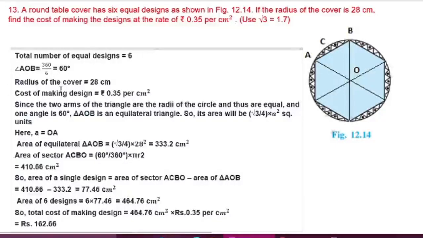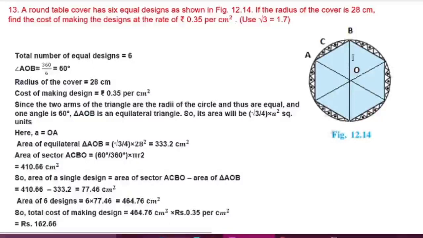And then the radius of the cover is 28 centimeters. It is given in the question. The radius of the cover is 28 centimeters. That means here OA equal to 28, OB also 28. And now you consider this triangle AOB. In triangle AOB we can see angle AOB equal to 60 degrees, OA equal to OB. They are radii, so they are equal, so that you can say this is an isosceles triangle.